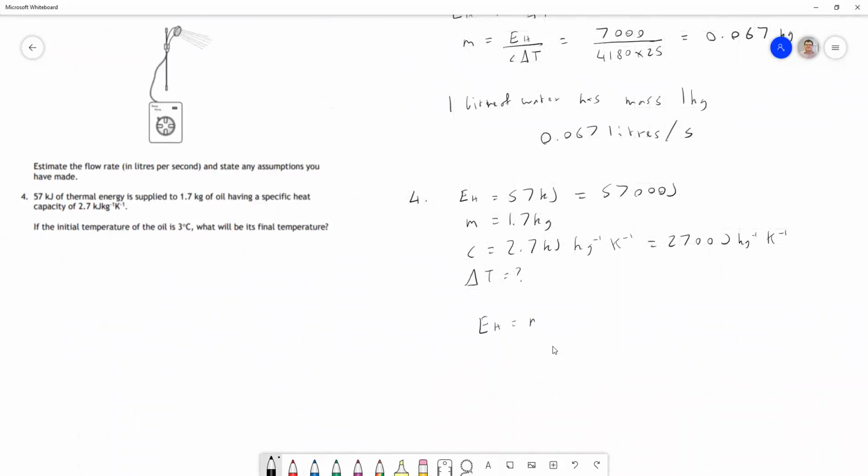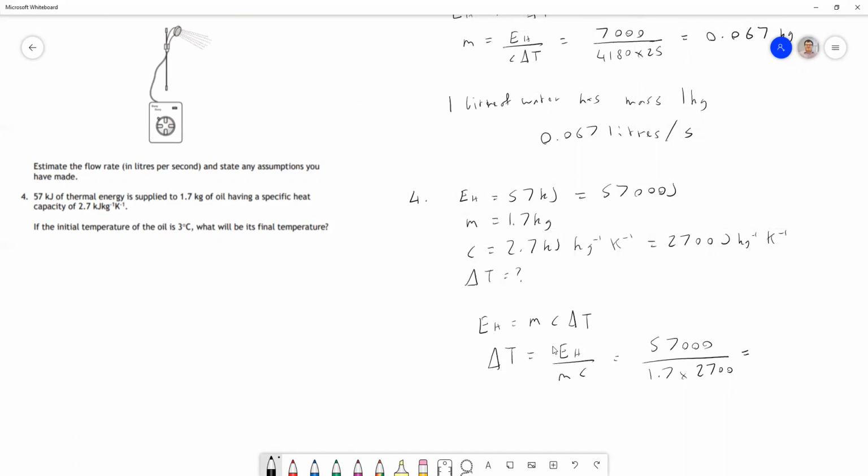So our heat energy will be equal to mass times specific heat capacity times change in temperature. And we can rearrange our formula again to get change in temperature. This will be 57,000 divided by 1.7 times 2,700 in the bottom of the fraction. Make sure you put this in a calculator: 57,000 divided by, then open brackets, 1.7 times 2,700. So you're dividing 57,000 by both of them, or use the fraction button in the calculator to make sure we're doing things in the correct order here.